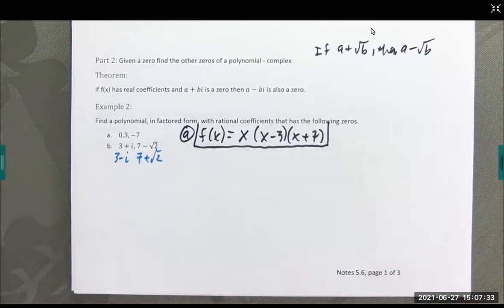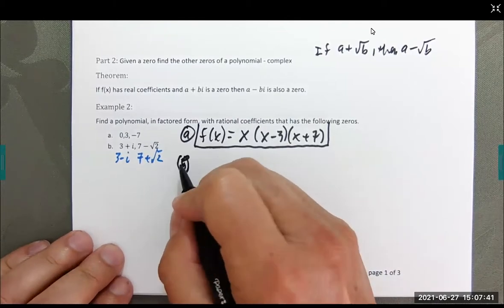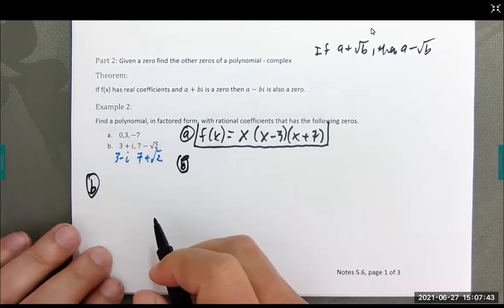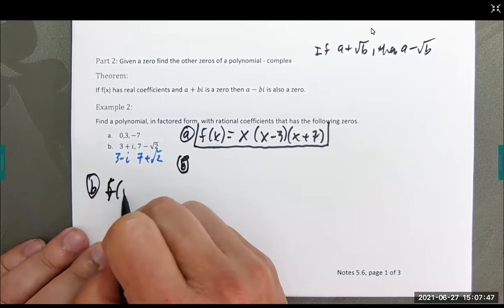So this is going to be enormous, and it's a good thing we don't have to multiply it out. This is going to be a lot of work. So let's start B over here since we need the space. So here we go. f of x equals, okay, here we go.